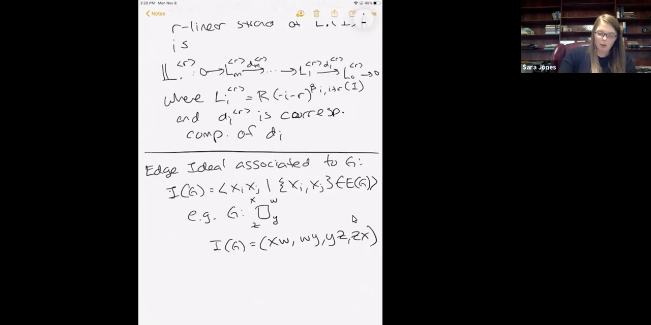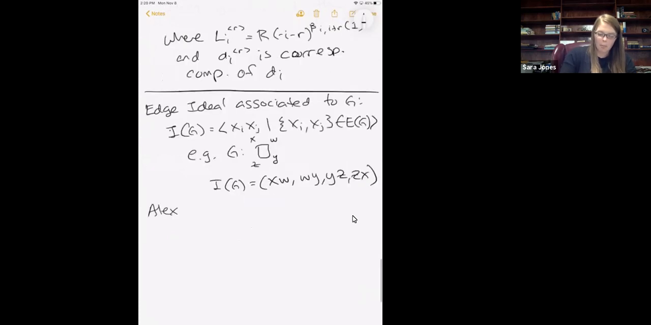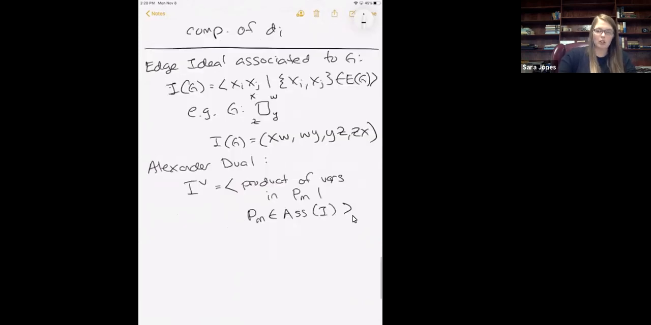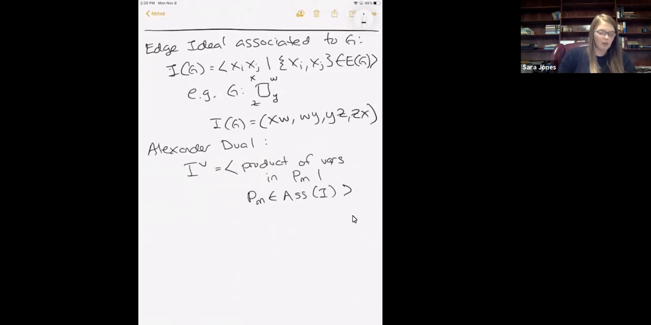And then with that in mind, we're going to define the Alexander dual of I. We'll denote it as such, and it's going to be the ideal generated by the product of variables in P_M, where, sorry, I had to break this up on that line, those are the associated primes of the ideal I. And this will make a little bit more sense when we look at an example, but yes, it's simply the product of the variables in each associated prime. Those are the generators of I dual.